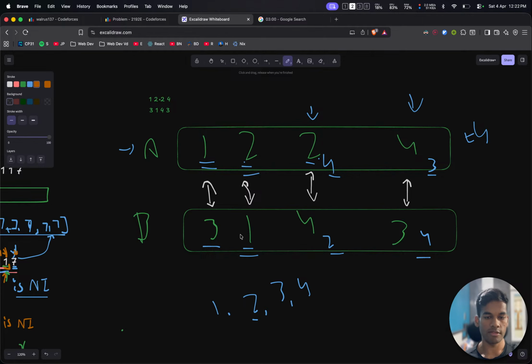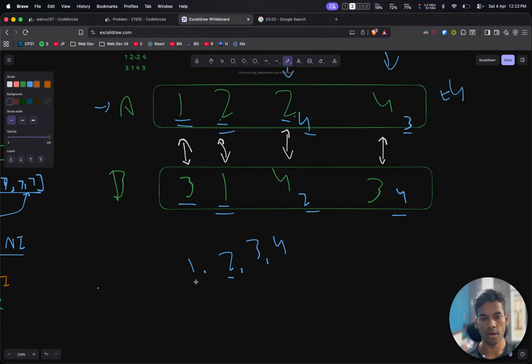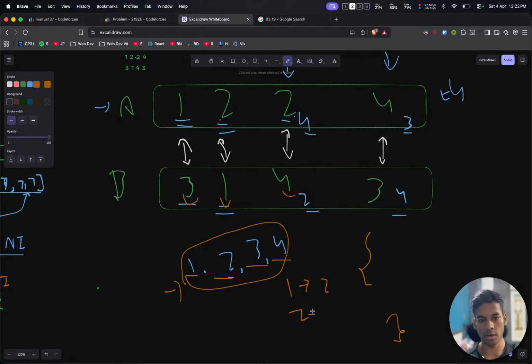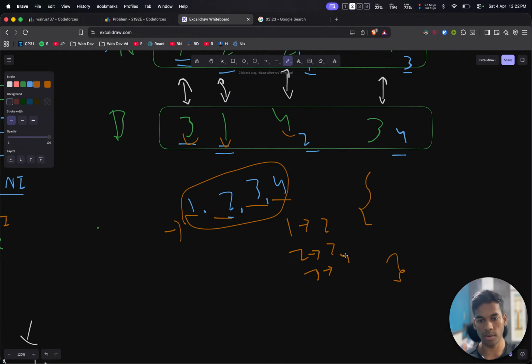So we can do a few checks. First of all, we can go through A and B and count the number of times these elements are appearing. We can have a dictionary where the key would be these numbers and the value would be how many times they are appearing. So 1 is appearing 2 times, 2 is also appearing 2 times, 3 is also appearing 2 times, and 4 is also appearing 2 times.